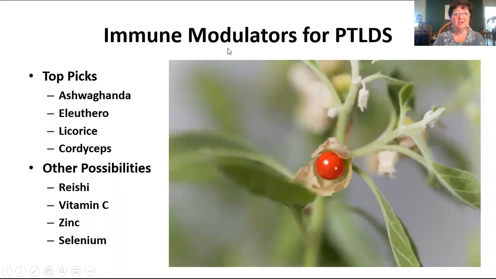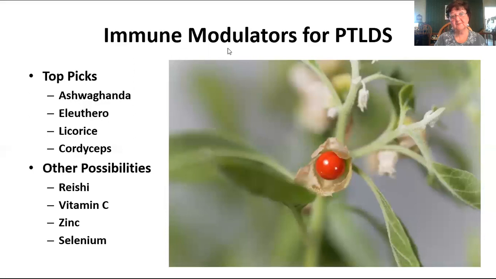Some immune modulators for PTLDS would be ashwagandha. Now, I love ashwagandha. My husband and I both take that. We take one morning and one evening. And it is very protective and supportive for the immune system, not boosting it, but actually strengthening it. Eleuthero is also another one.